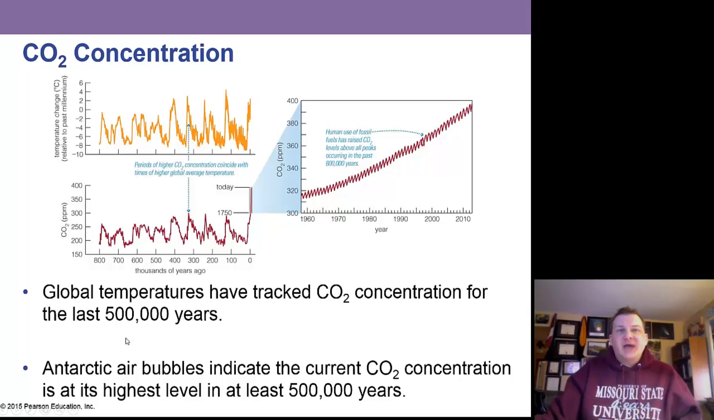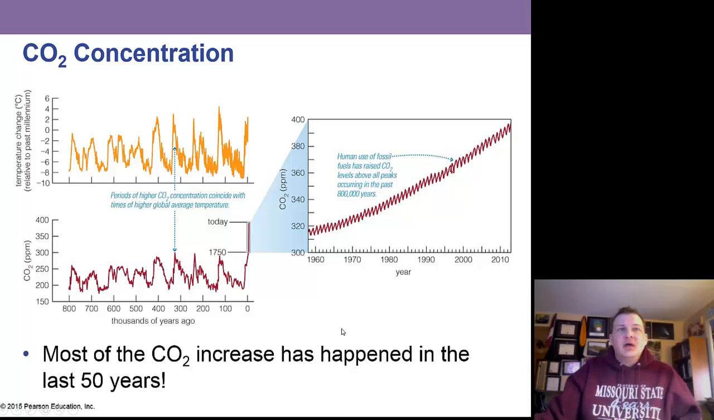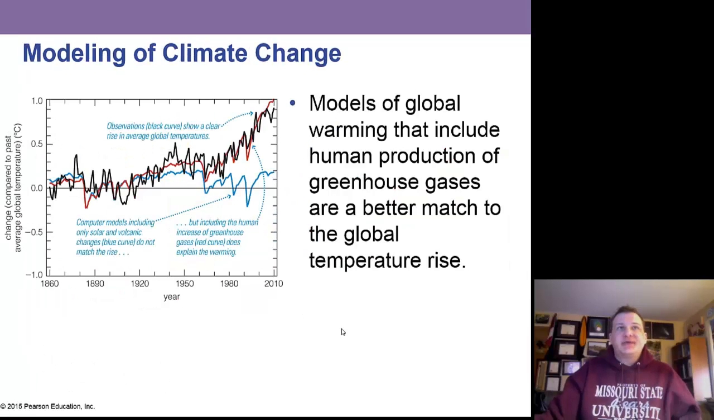And the Antarctic ice bubbles in the ice indicate the current carbon dioxide concentration is at its highest level in at least 500,000 years. Pretty remarkable. Most of the carbon dioxide increase has happened in just the last 50 years. Amazing. So we can model climate change, and the models of global warming that include human production of greenhouse gases are a better match to the global temperature rise.